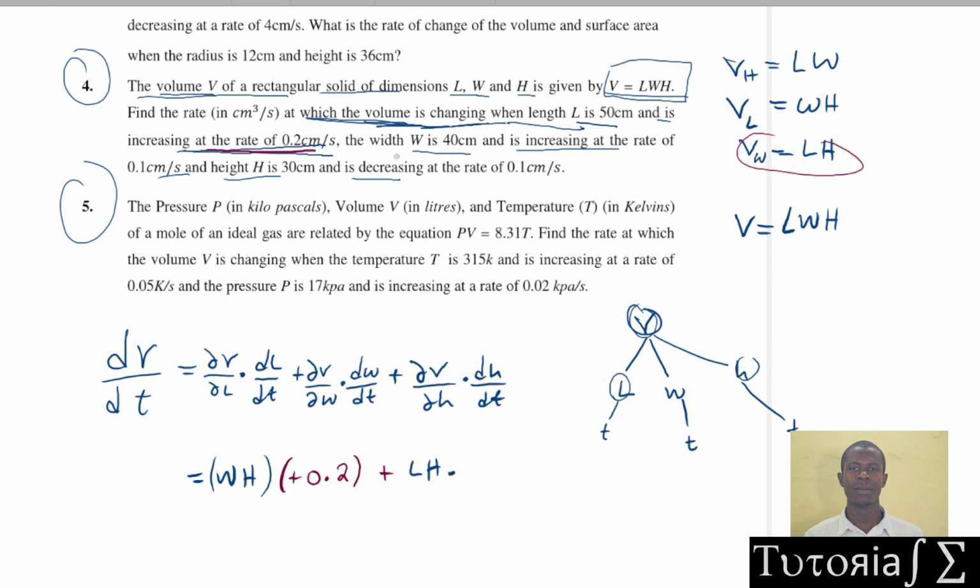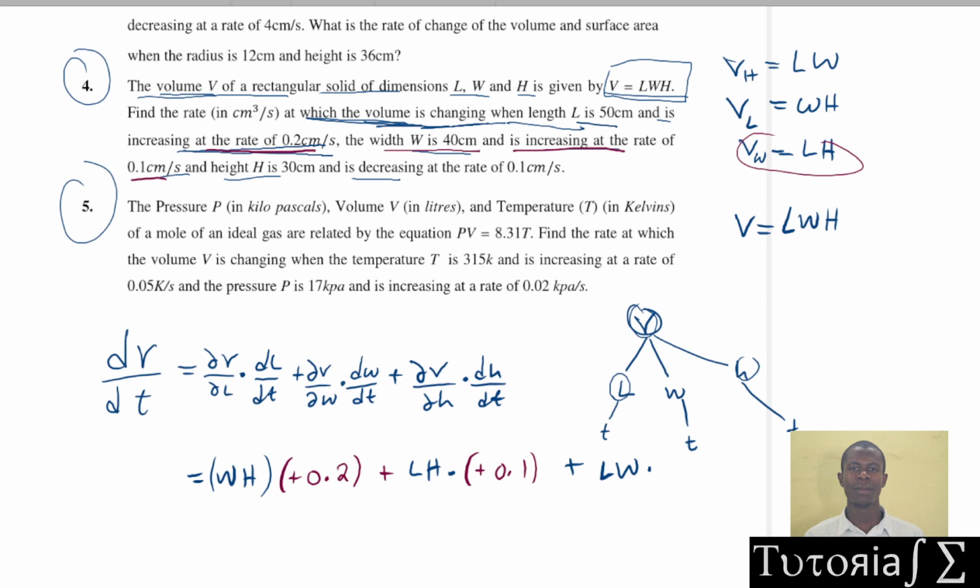So W with respect to T, the width is 40 and is increasing as well at that. So it is increasing, that is positive 0.1. If it was decreasing, that would be negative. Then we say plus the V, the H, V with respect to H, that is L, W times H with respect to time.